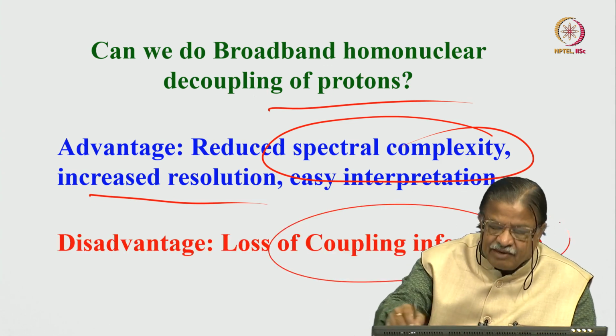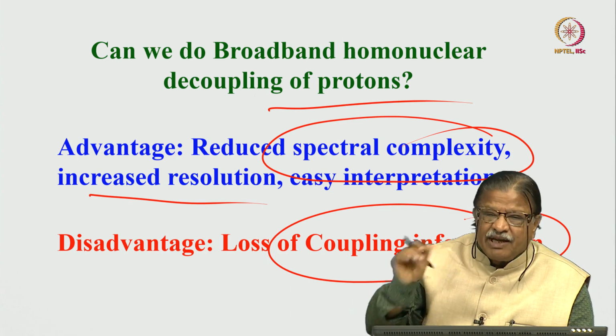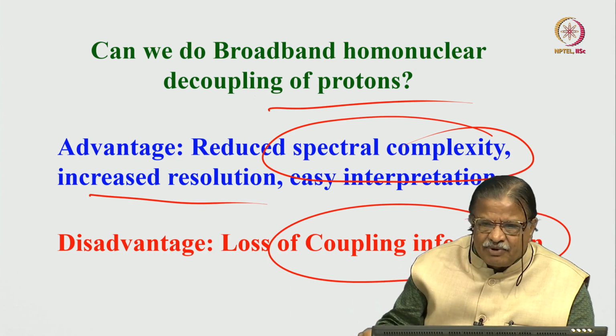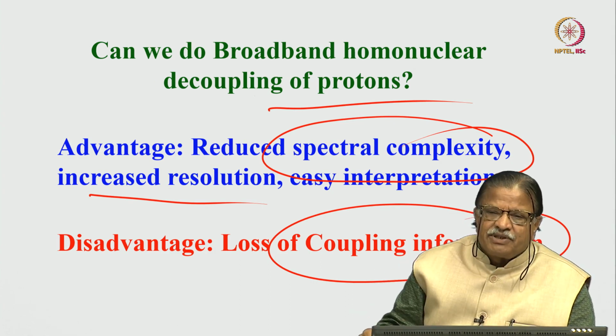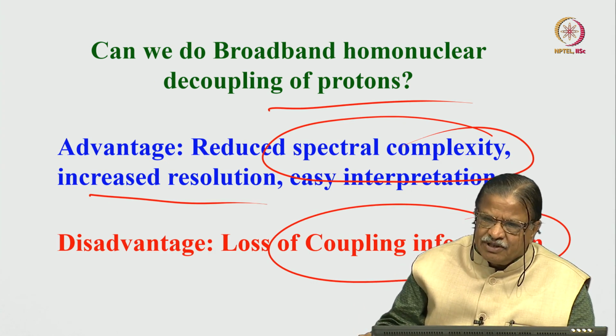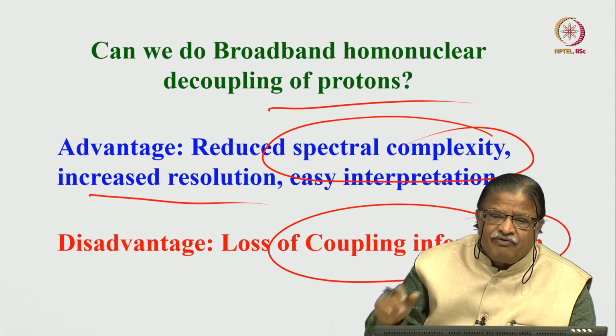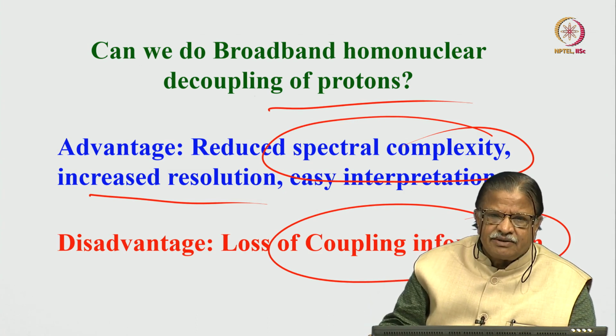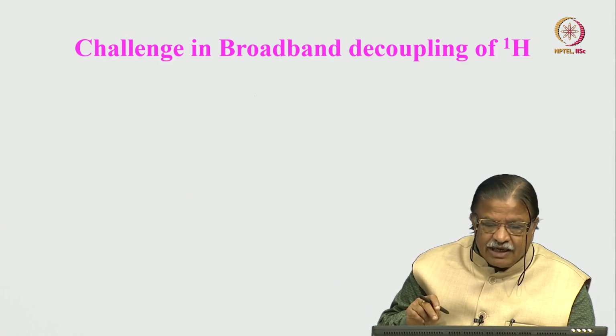You have lost coupling information. You have lost the coupling information that is very useful in getting the conformation of the molecule. Remember I told you about the Karplus equation, where 3J coupling can be used to get the conformation. That is a disadvantage. We lose that. So it does not matter.